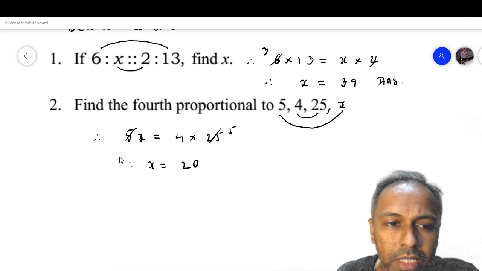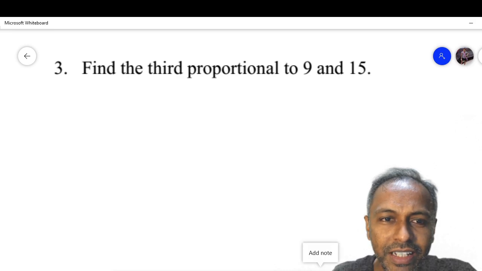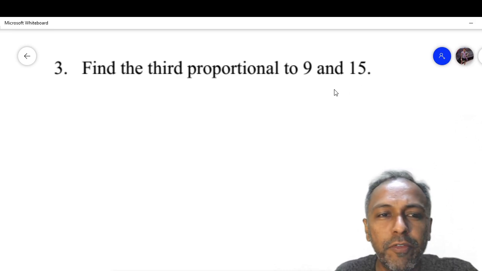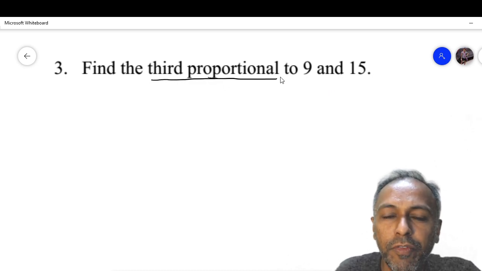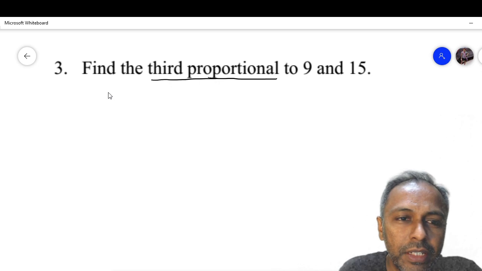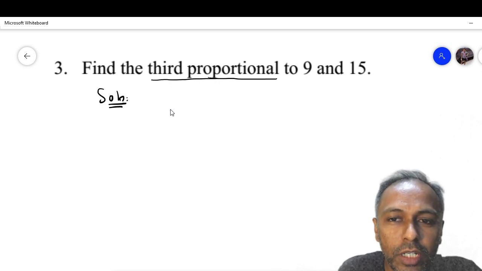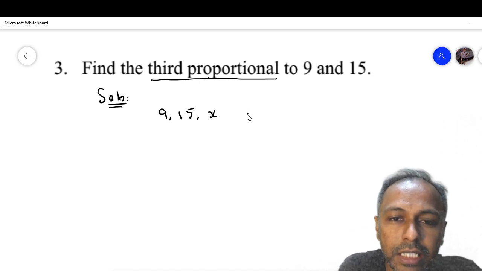Let's take another question. Let us consider find the third proportional to 9 and 15. If you have to find the third proportional to 9 and 15, it will come after 15. So in our solution, we can say let the third proportional be x. So the numbers 9, 15 and x are in proportion.